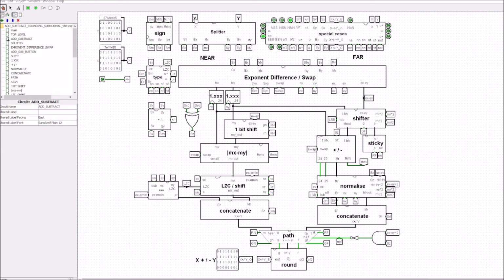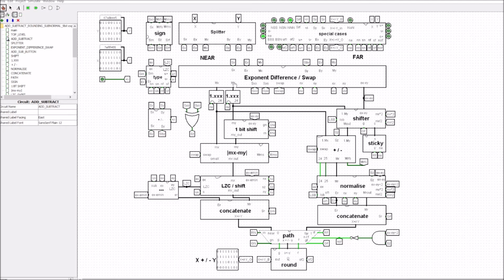So we've got the inputs X and Y, which go through a splitter that splits each into sign, exponent and mantissa for X, and sign, exponent and mantissa for Y. We then put the exponents into an exponent difference. So we work out the difference between the X exponent and the Y exponent, and we then swap the values depending on whether X is greater than or less than Y.